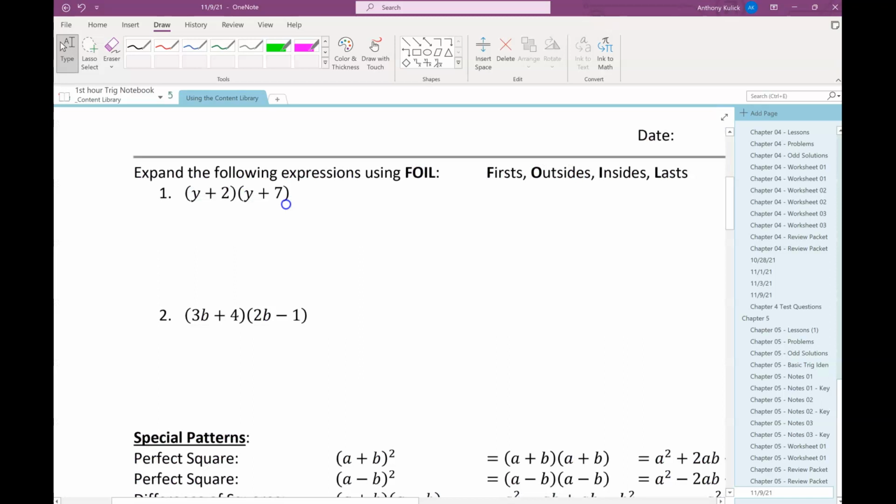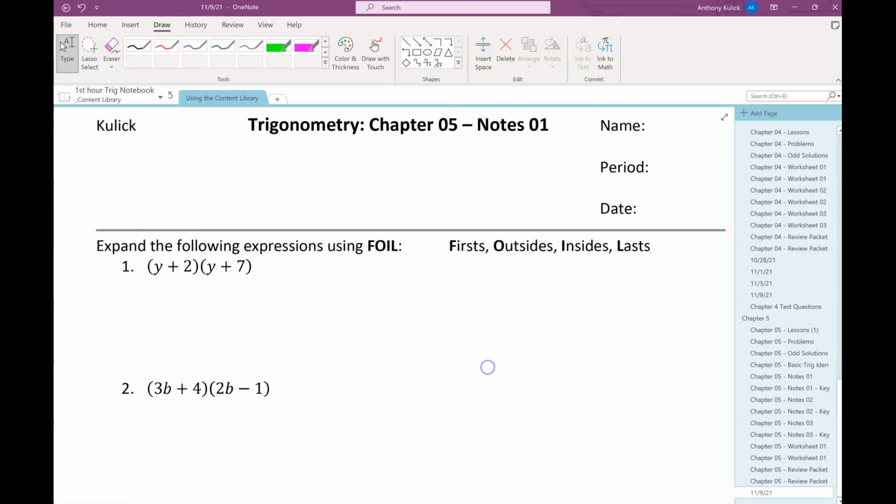So we're going to be talking in this chapter a lot about identities. An identity is just an equality statement that is valid for all values of a given variable. One of the key things we're going to be doing when we're playing around with these identities is relying on some of these algebra techniques from last year to develop some of these things.